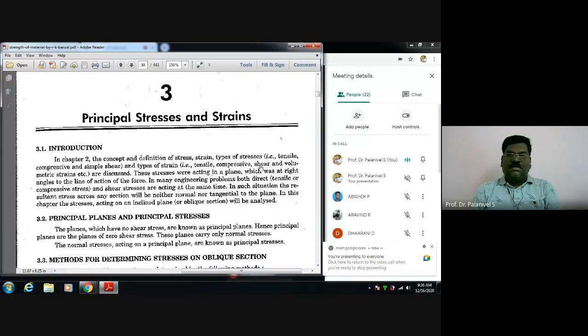Now I am projecting the Bansal textbook because I have gone through both Punmia and Bansal. In Bansal, it is nicely written and easy to follow compared with Punmia. That's why I have preferred to teach you from Bansal. Moreover, here only the topic of principal stress and strains is discussed.